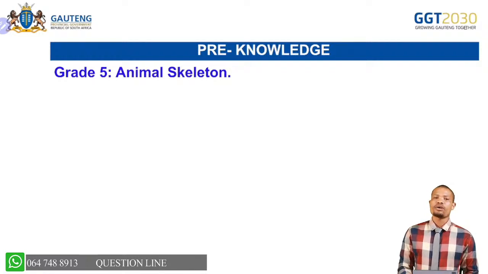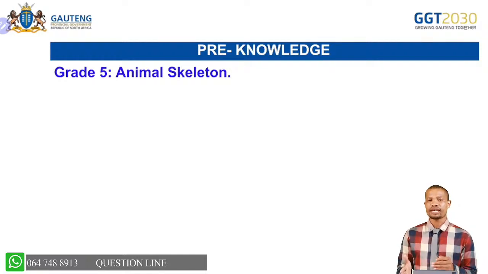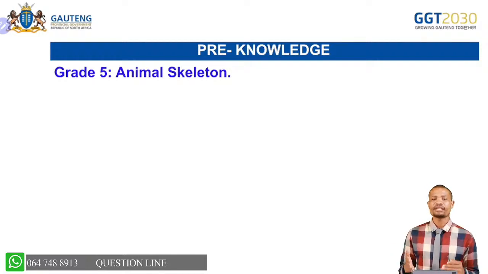Right. So an endoskeleton is inside the body. Most animals that have an endoskeleton are referred to as vertebrate animals. What does that mean? That means that they have a backbone. Now, there's a variety of animals that fit in this category, but we are going to look at a few.